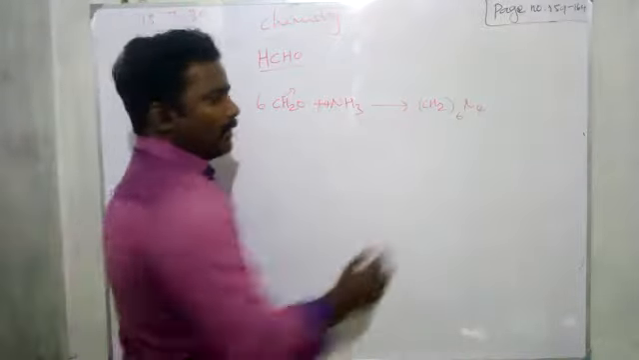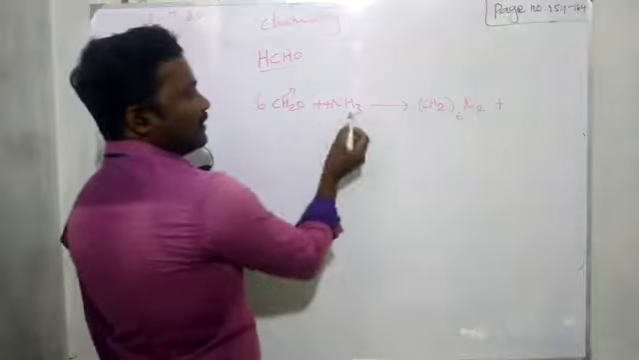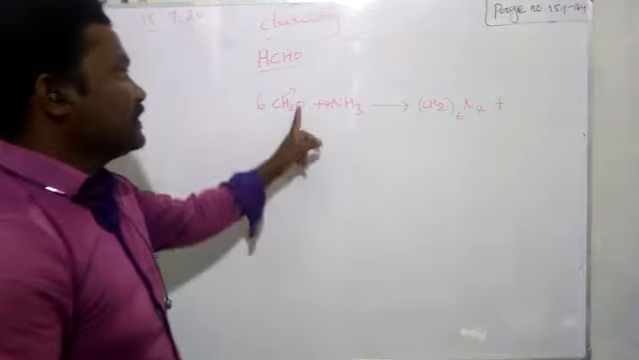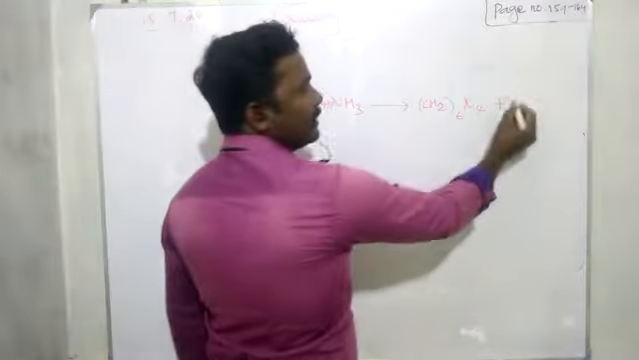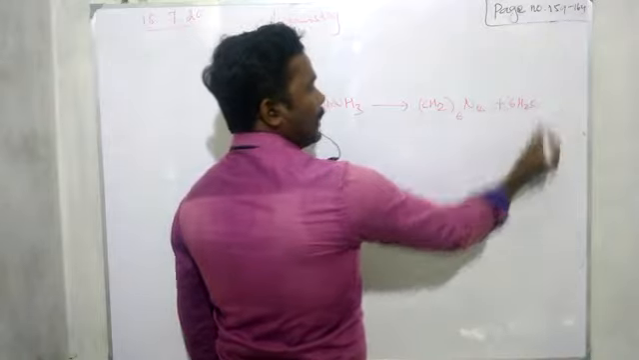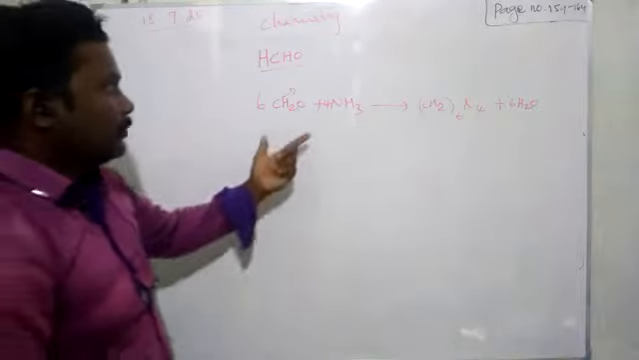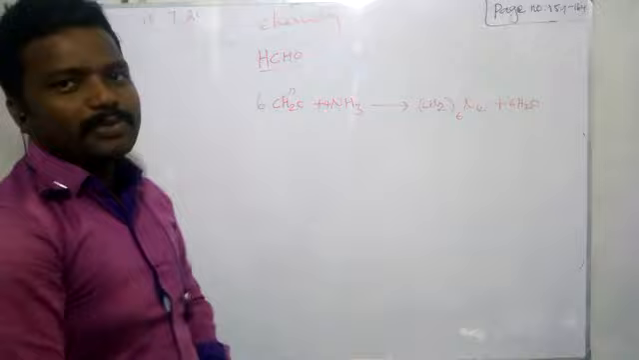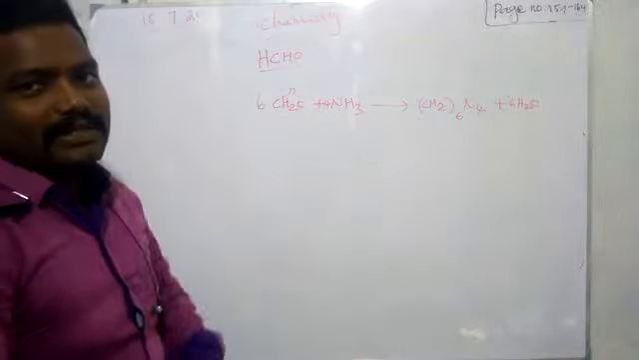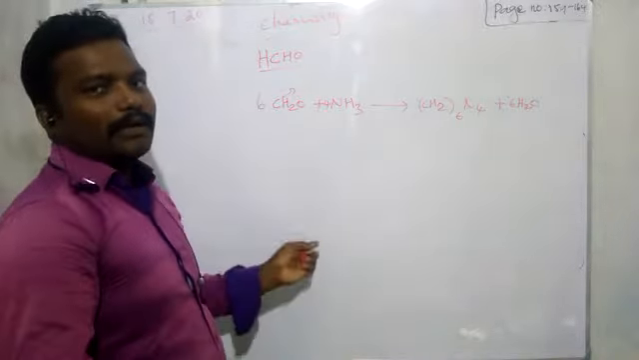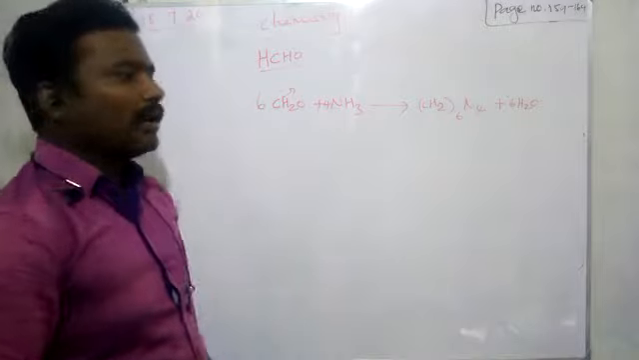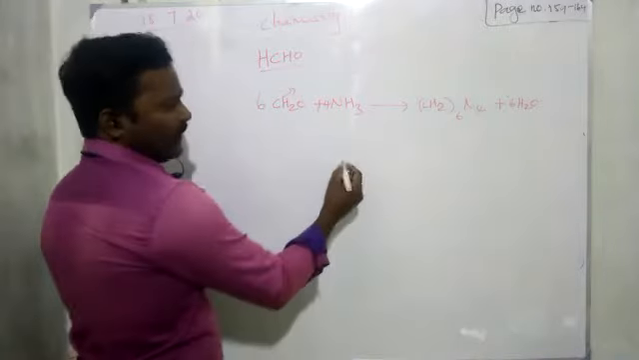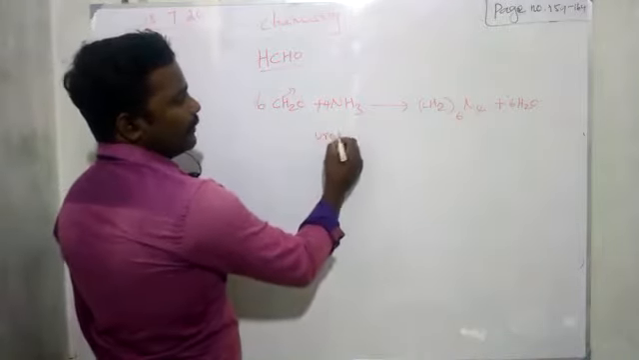Hexamethylene tetraamine. What are the remaining things? 4 into 3, 12 hydrogen, and 6 oxygen. So you can write 6 moles of water. Right. You may not understand how it comes like that because it is a complex structure. We cannot tell what the shifting and removing are. But you can write the structure of urotropin.